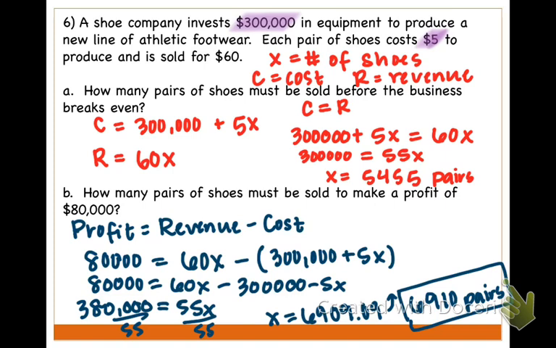So remember, break even, cost is equal to revenue. Profit is going to equal your revenue minus cost.